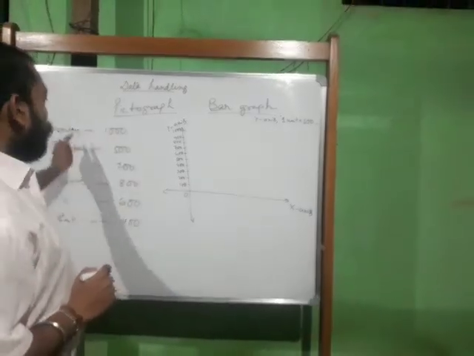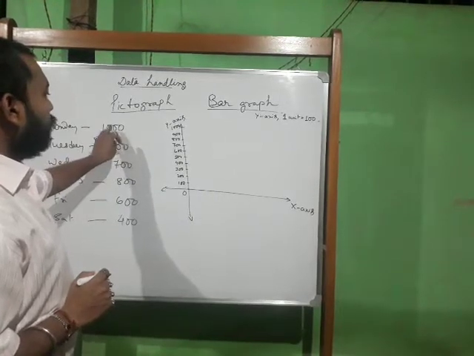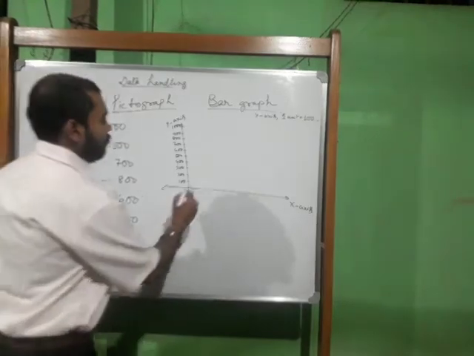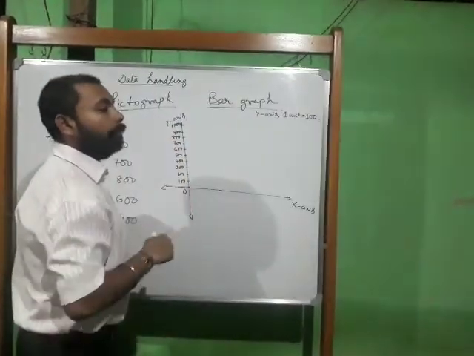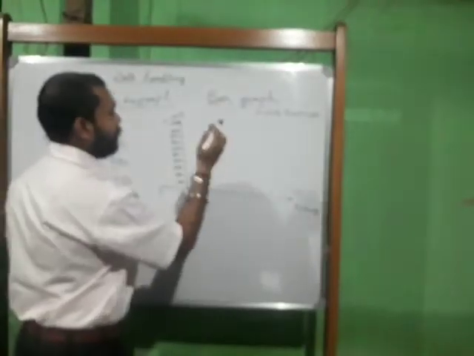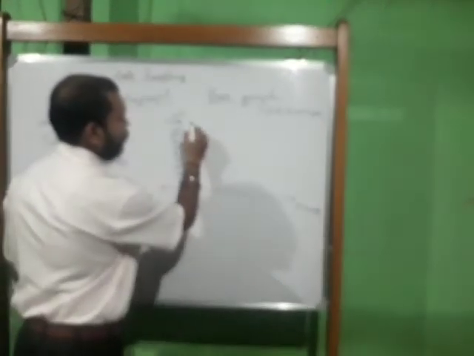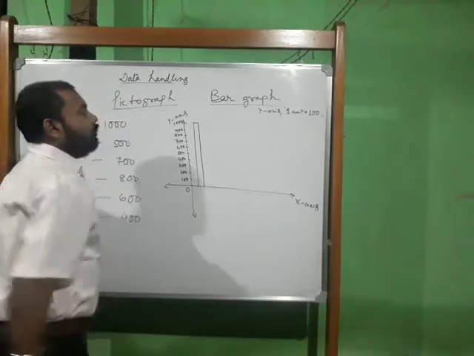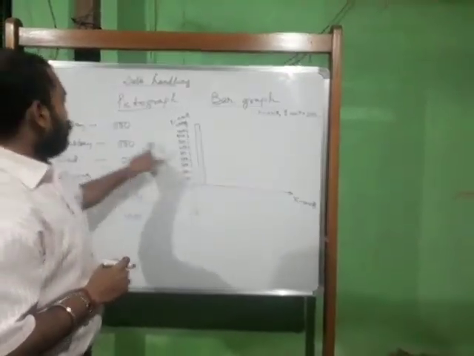Now you see, on Monday, how many pencils are manufactured? 1000. So this is the 1000 point, and we will draw one bar. That is why this graph is known as a bar graph. You have to draw with the scale; I am drawing freehand. Now you see, this graph is only concerned with the height, because 1000 is manufactured and 1000 is here.